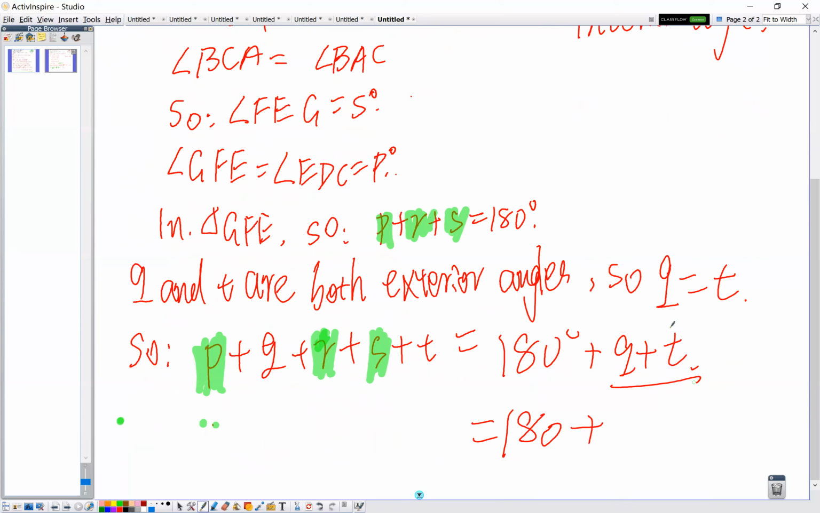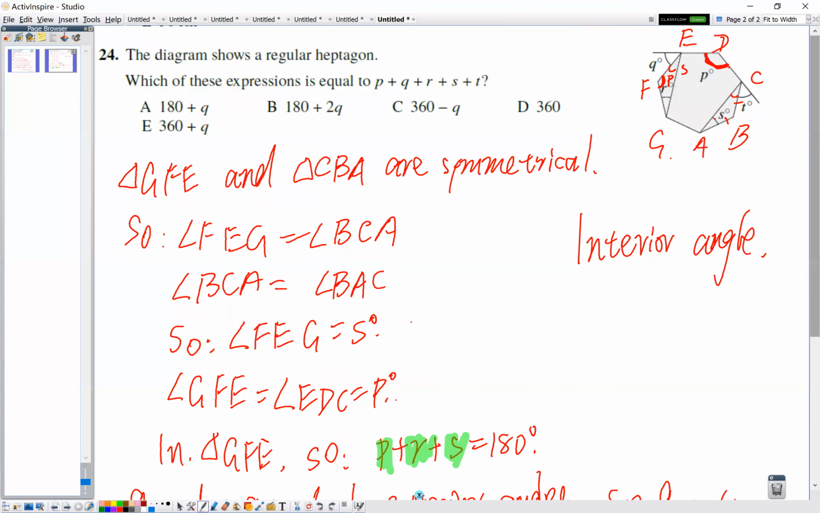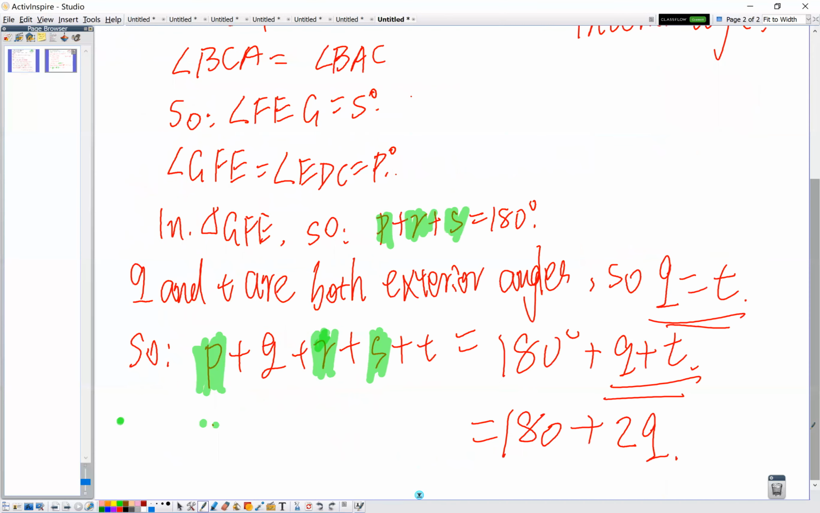Q and T, we just prove they're equal. See, plus 2Q. That's why the answer was B. This is how we could answer from. But this question here, that's how I could answer from. But this one.